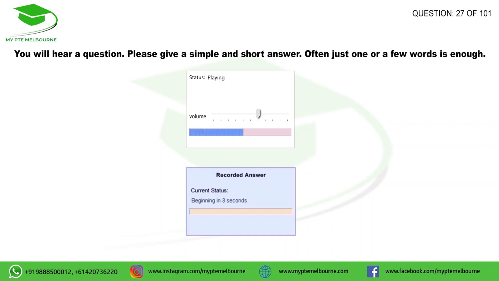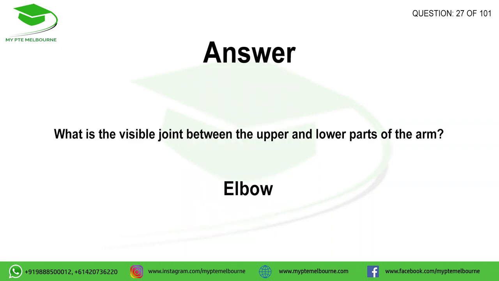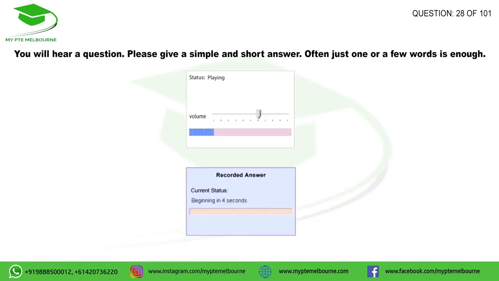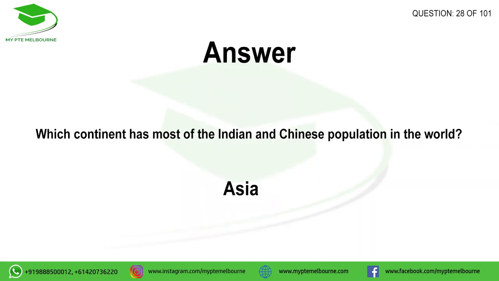What is the visible joint between the upper and lower parts of the arm? Which continent has most of the Indian and Chinese population in the world?